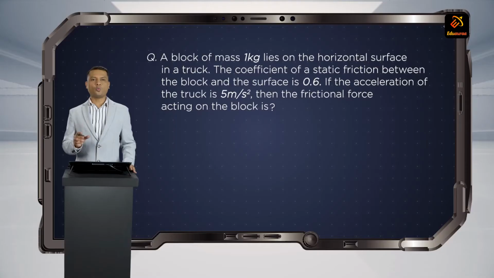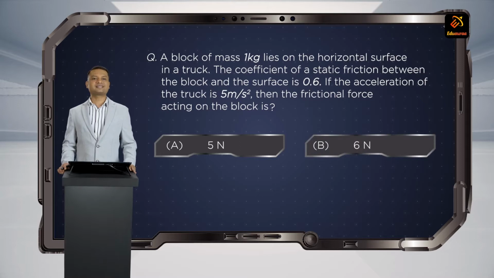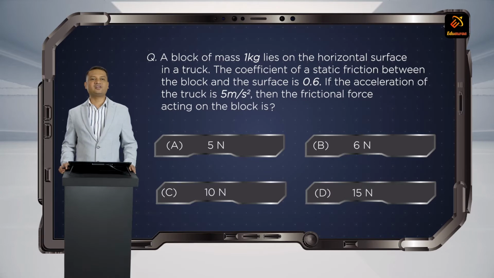Let us now take some MCQs related to the topics of friction we have studied so far. We have a block of mass 1 kg which lies on the horizontal surface in a truck. The coefficient of static friction between the block and the surface is 0.6. If the acceleration of the truck is 5 meters per second square, then the frictional force acting on the block is option A 5 Newton, option B 6 Newton, option C 10 Newton, option D 15 Newtons.